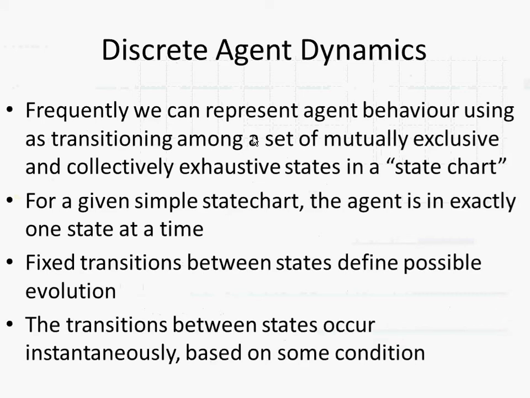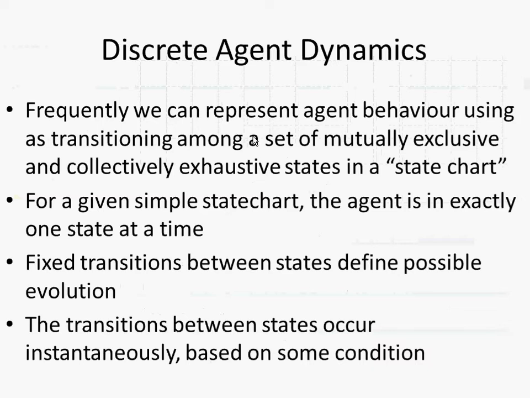Okay, so frequently we want to capture agent behaviors transitioning between different states that are discrete, categorical often. They're mutually exclusive, collectively exhaustive states, for example, associated with weight categories, or associated with income deciles, or associated with cities in which they live, or what have you. And we can characterize those transitions using state charts, okay?